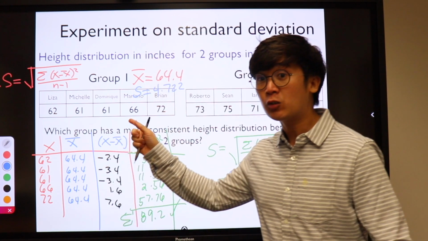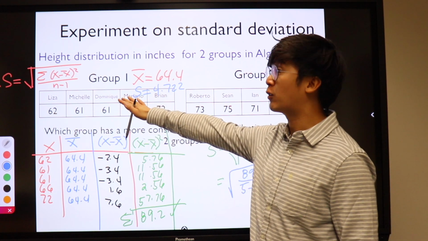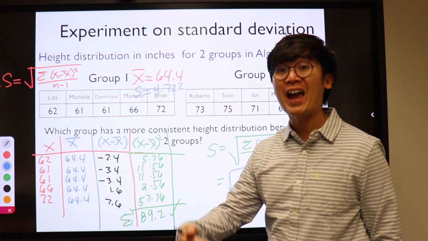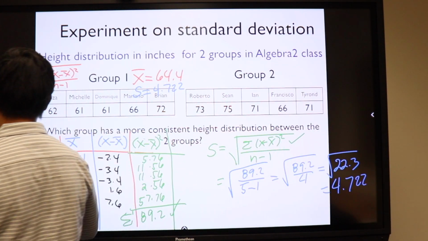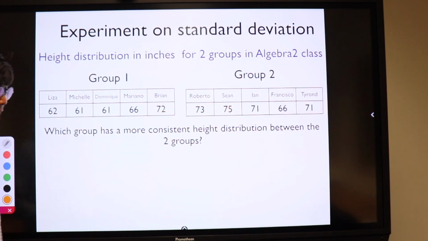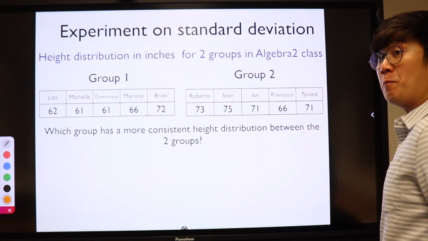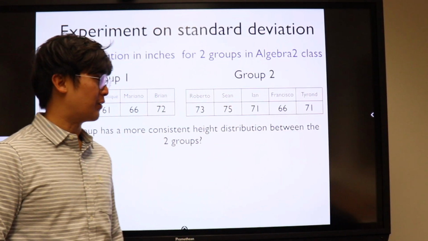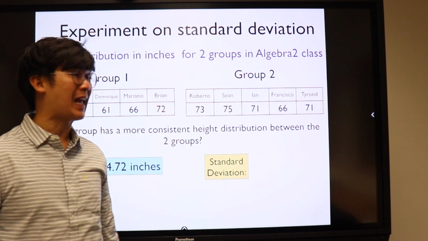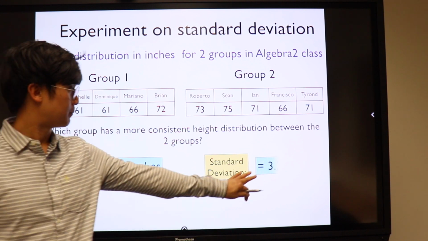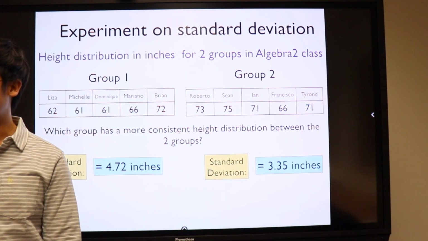So the standard deviation of my first group is 4.722. I need to compare the standard deviation of group 1 and group 2 so I can tell which one has a more consistent height. I'm not going to compute the second because I already have the answer. So let's compare: my first group standard deviation is 4.72 inches, and the second group standard deviation is 3.35 inches.